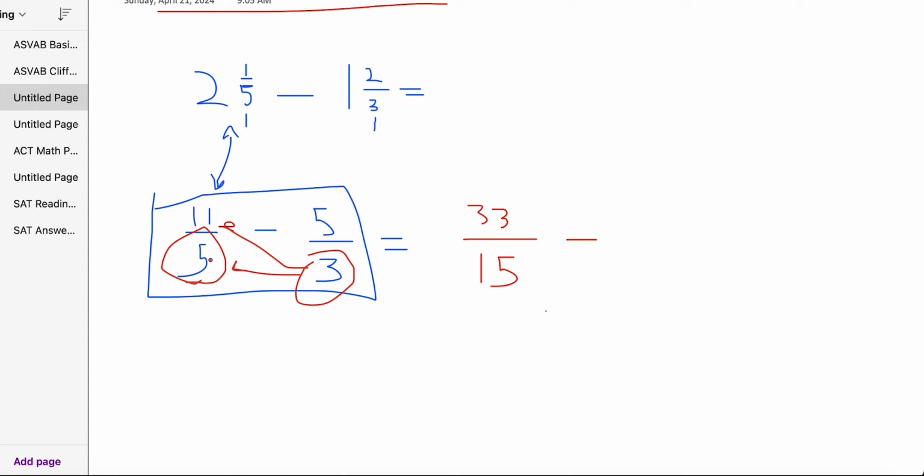We do the same thing for this side: 5 times 5 and 5 times 3. We already know the 5 times 3, we've already done that, so we can just carry that value here. And 5 times 5 is 25.